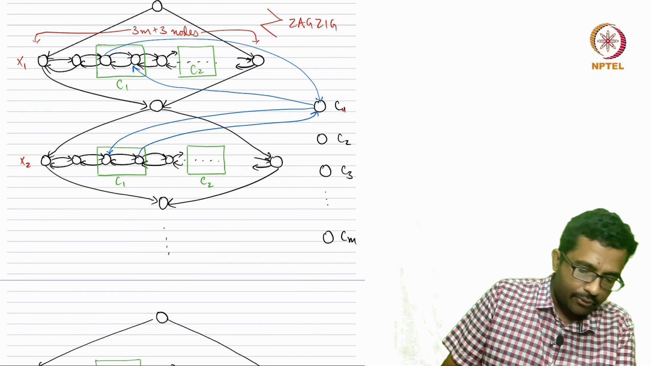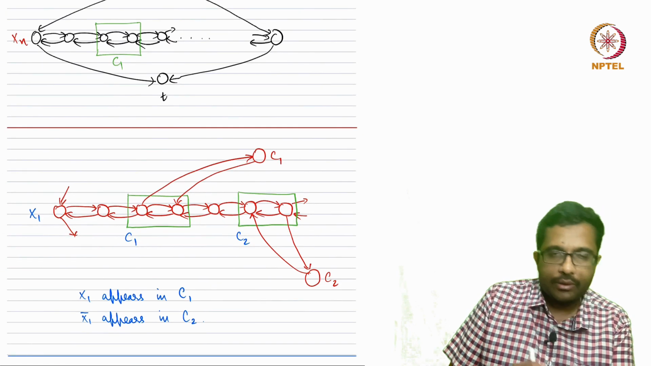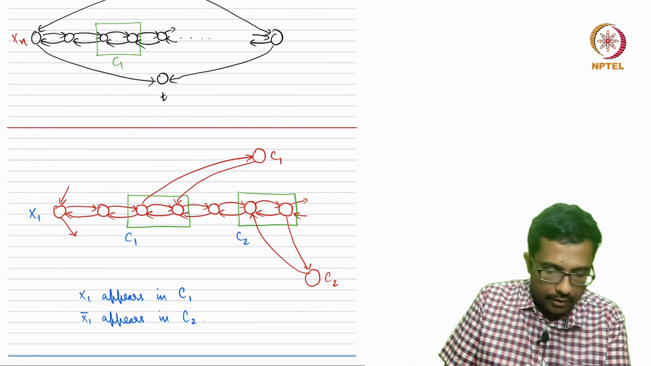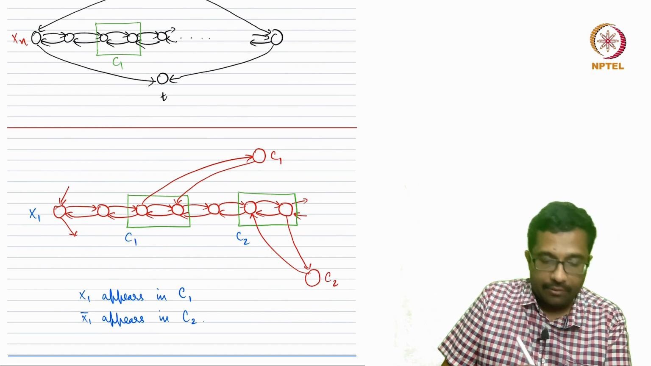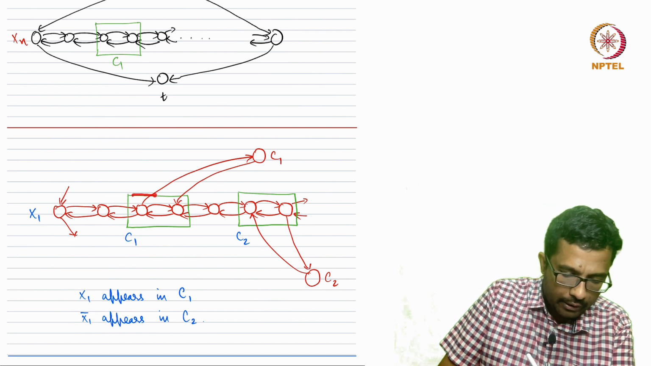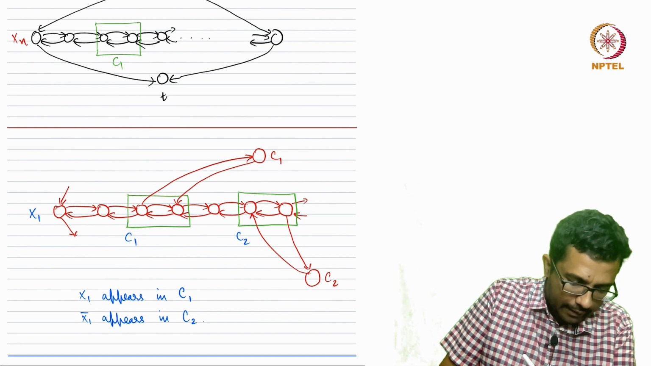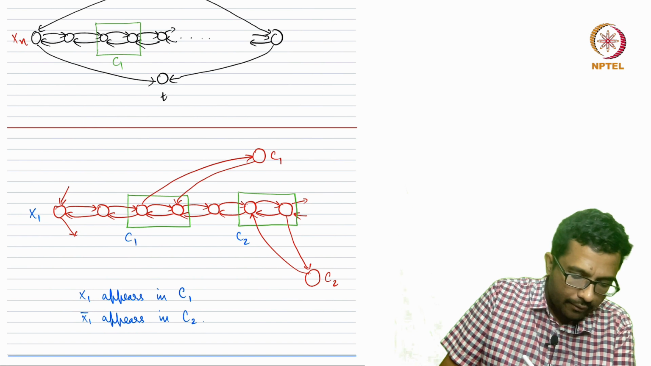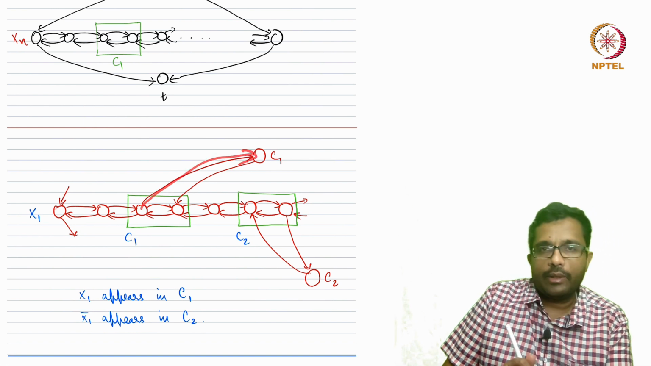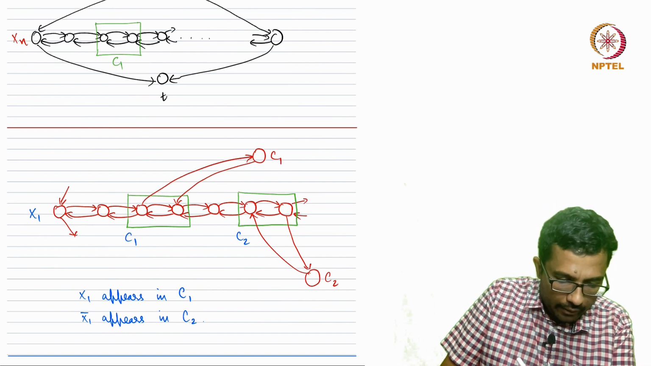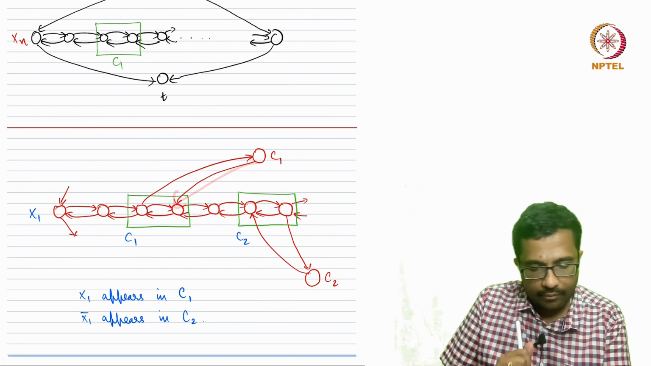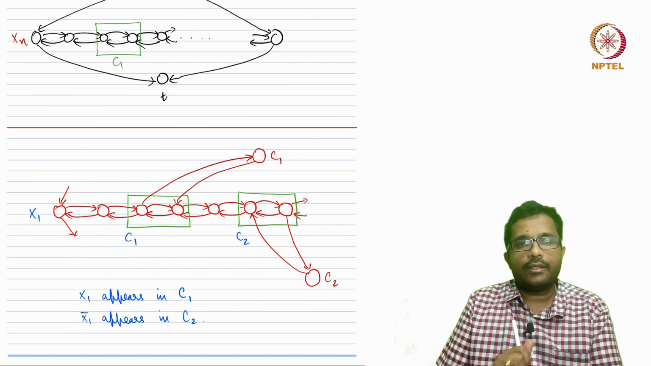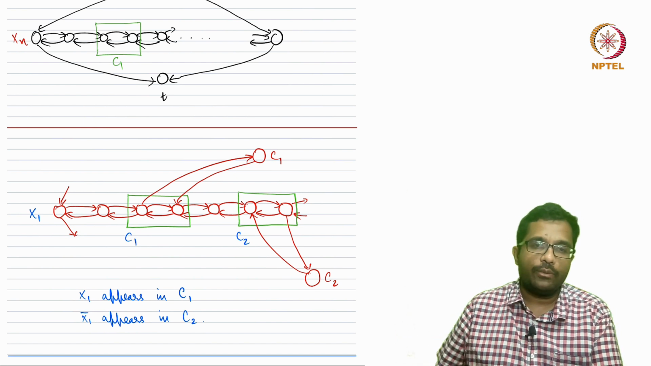So let us take C1 and see how we are going to connect C1 to this, right? So if x1 appears in C1, then what we do is we look for the box marked C1 in x1. From the first vertex from the left, we put a directed edge to C1, and we put a directed edge from C1 to the second vertex, right? This is what we do if x1 appears in C1.